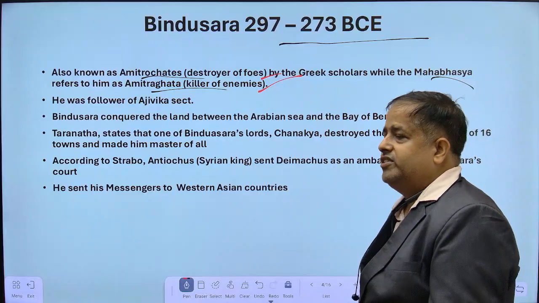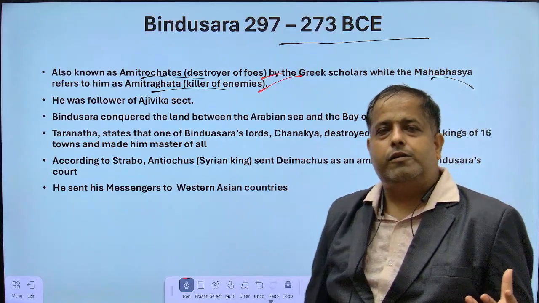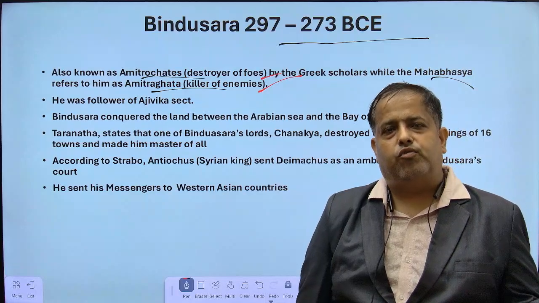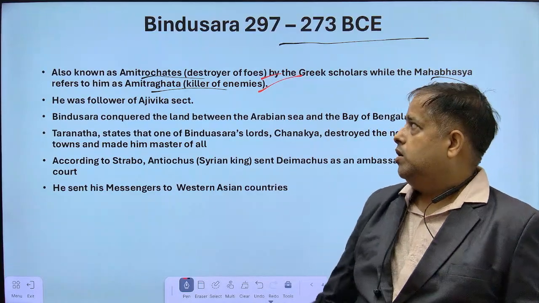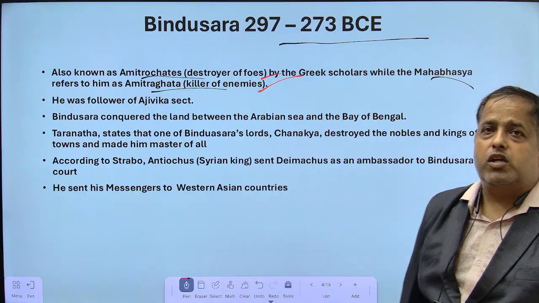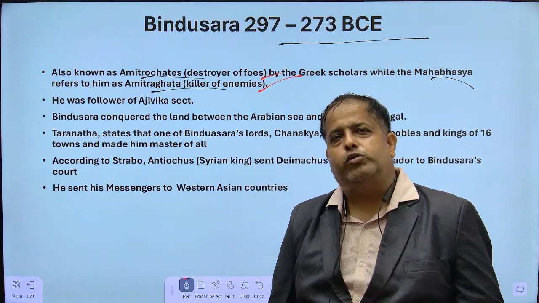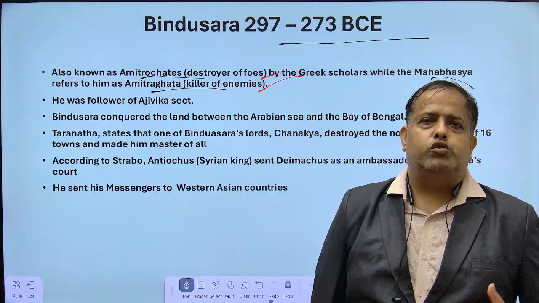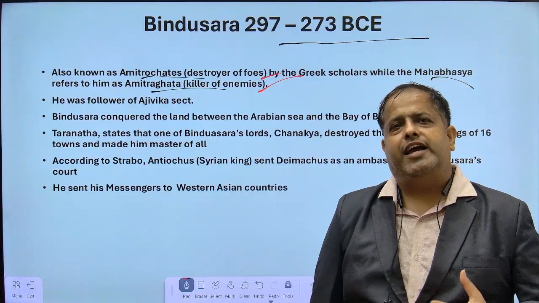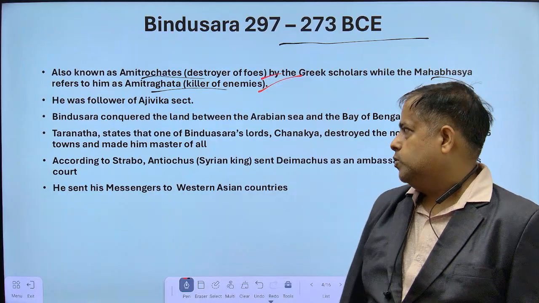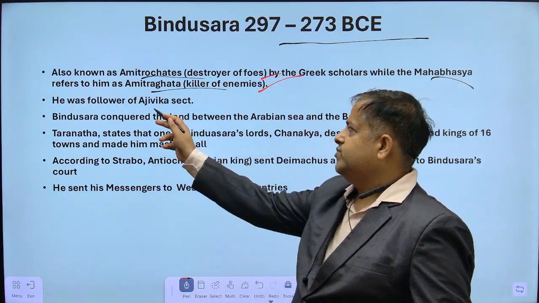He was a follower of the Ajivika tradition. His father Chandragupta Maurya was a follower of the Jain religion. His son Bindusara was a follower of the Ajivika tradition, and the son of Bindusara, Ashoka, followed the Buddhist religion. So at that time religion was only a choice of the ruler, a choice of a person, not a dynasty following the same religion. So you have to focus on this.